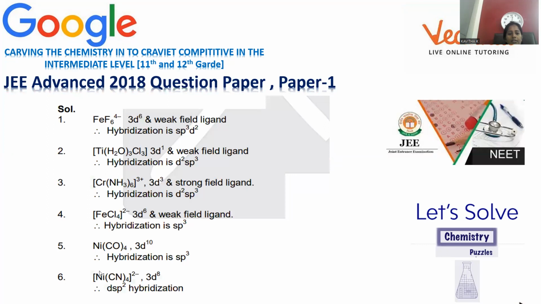Okay, so this is the chromium one. Chromium atomic number is 24. So 4s1 3d5 electronic configuration will be there. With the +3 oxidation state around the central chromium, remove 3 electrons. The s1 electron and 2 d5 electrons will be removed. Whenever 2 electrons are removed from the d orbital, what is left over will be 3d3. 3d3 will be the possible electron count in the d orbitals.